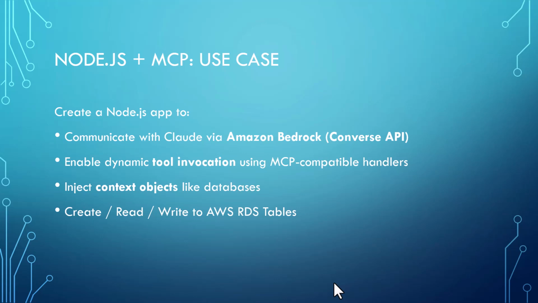So without further ado, we'll go into the use case itself. Basically, we are trying to create a Node.js app which will communicate with the Claude Sonnet model, specifically via the Amazon Bedrock Converse APIs. It also enables dynamic tool invocation. You will see in the demo how different tools are invoked, what the reasoning behind it is, and how Bedrock and Claude Sonnet work together with that reasoning logic to decide which tool to use and when. It also injects context objects like databases.